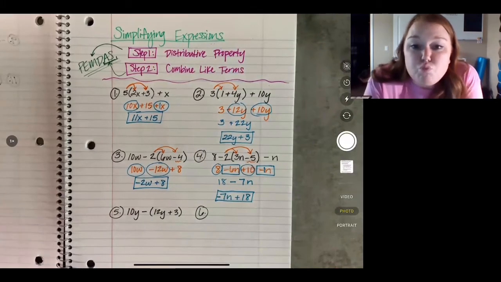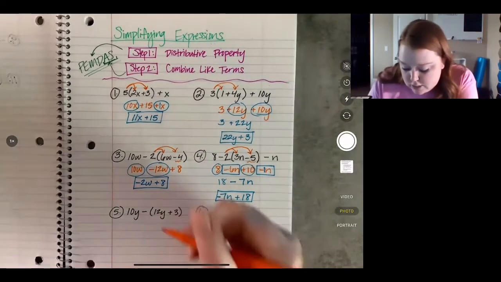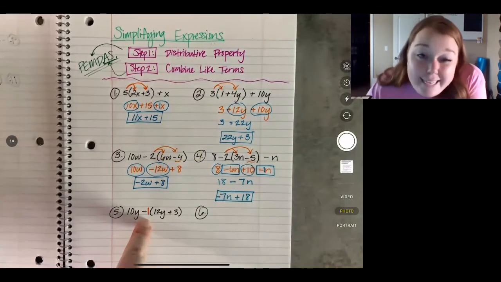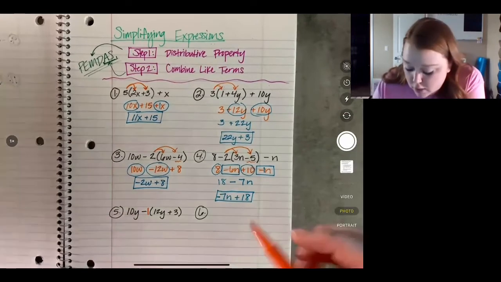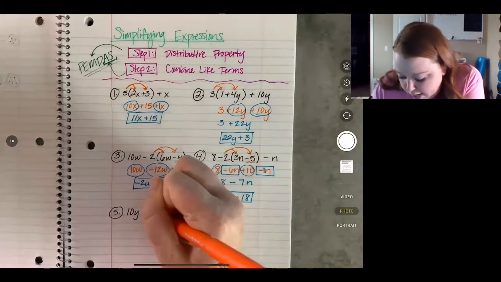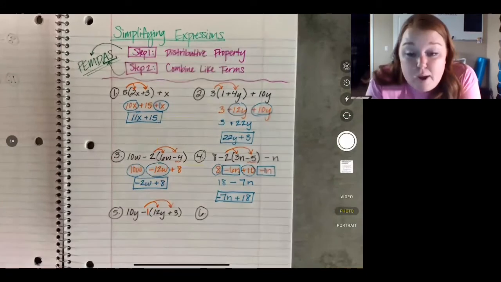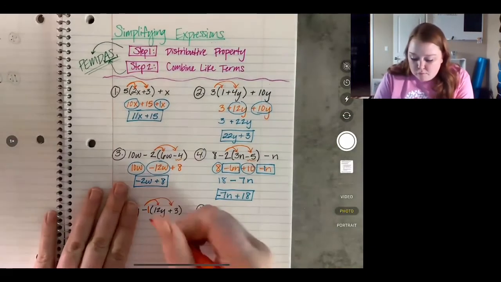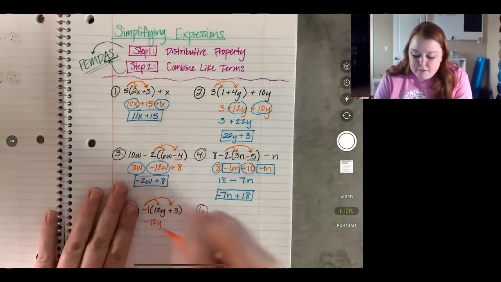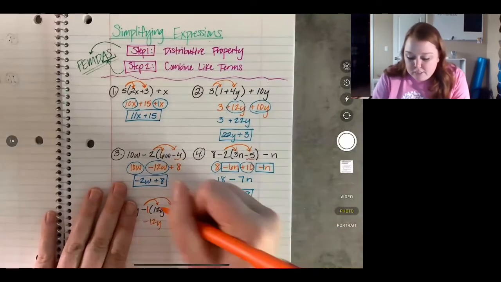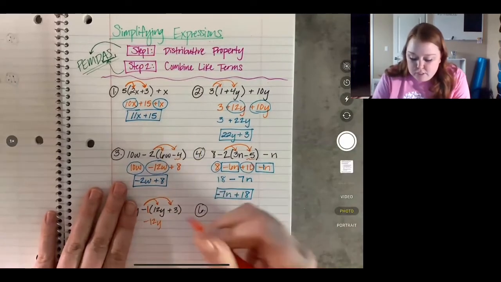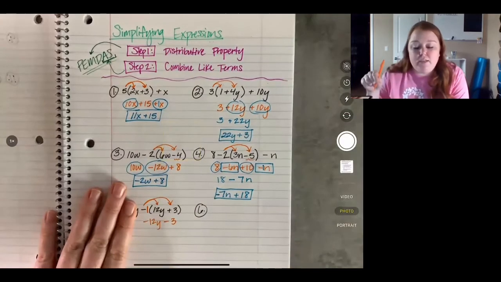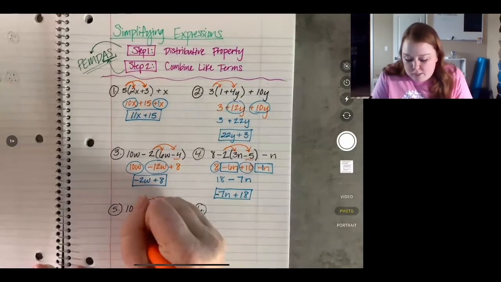The number that's right next to the set of parentheses is a secret one, or in this case, a secret negative one. So you're gonna have to multiply a negative 1 throughout the parentheses. Negative 1 times 12y is negative 12y. Negative 1 times positive 3 is negative 3. Okay, so we did our distributive property. Now you're going to drop down that 10y that was out front.